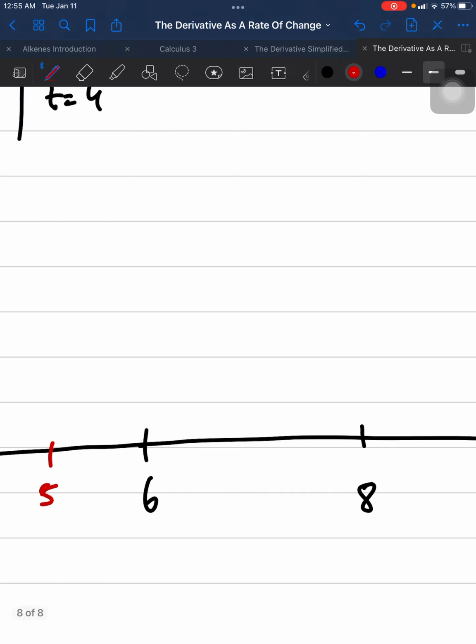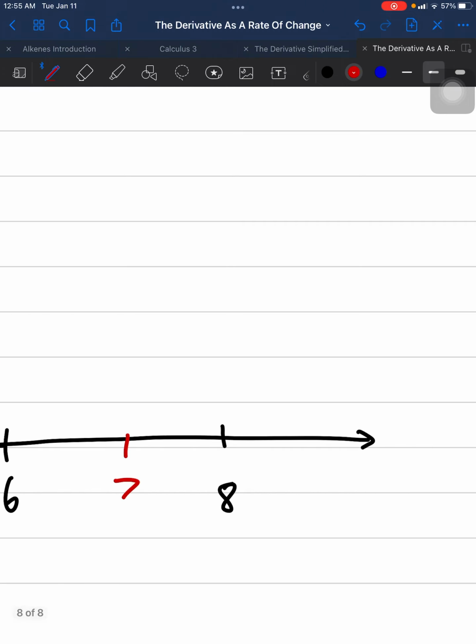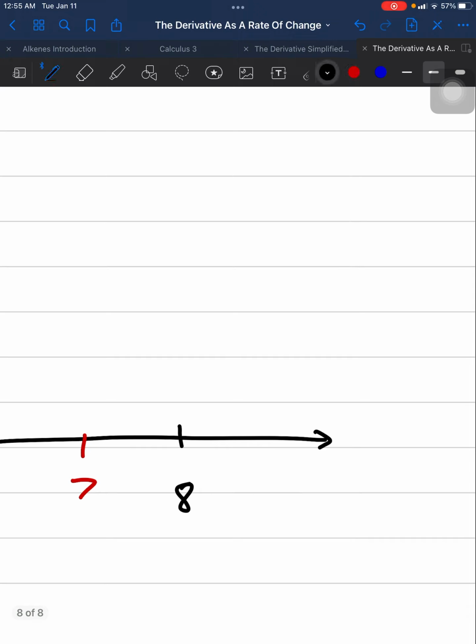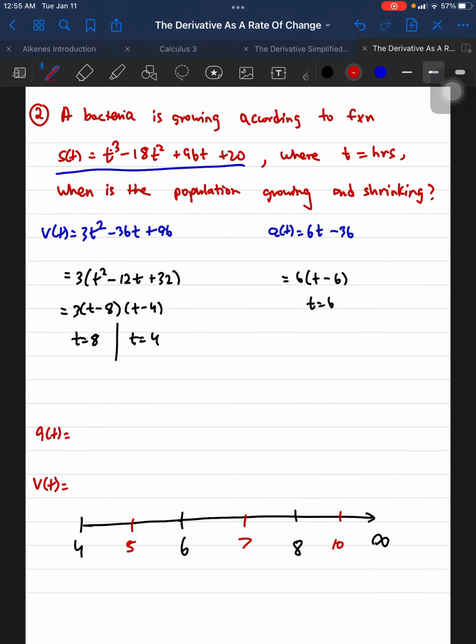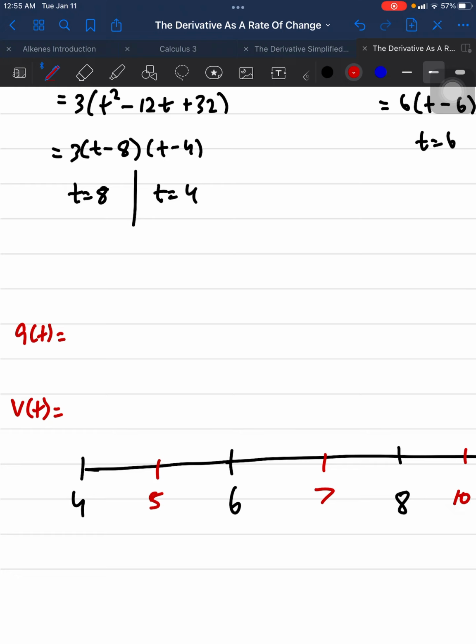So we're gonna pick values in between 4 and 6. We can pick 5. In between 6 and 8, we can pick 7. In between 8 and infinity, we can just pick 9. Or we can just pick 10. 10 is a lot easier.